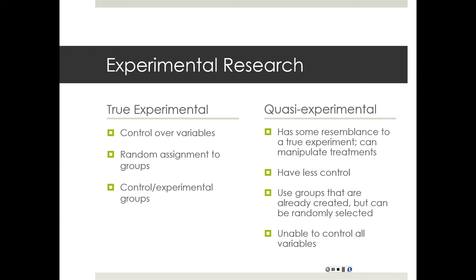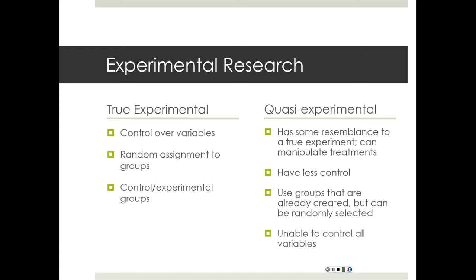Another key to a true experiment is control over variables. For example, if you think about an experiment in a lab with rats, the researchers have a great deal of control over what the rats eat, what they drink, the temperature, medicine, etc. Therefore, the variables that can impact the treatment are very controlled in this type of environment.